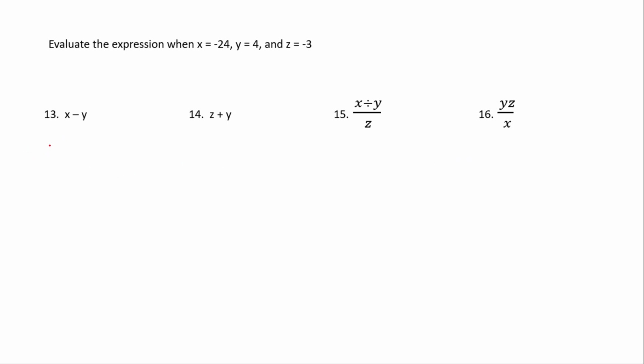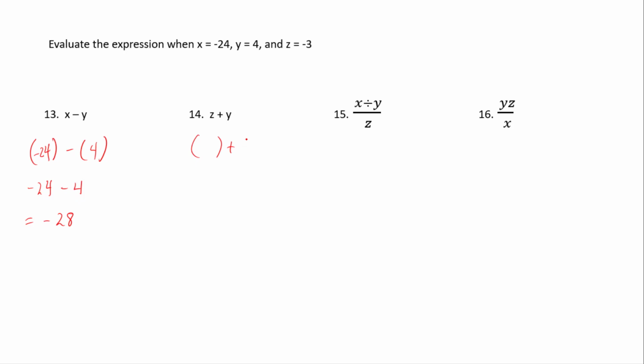Okay, number 13. X minus y. X is negative 24, y is 4. So negative 24 minus 4. So this is the same as negative 24 more negative, negative 28.